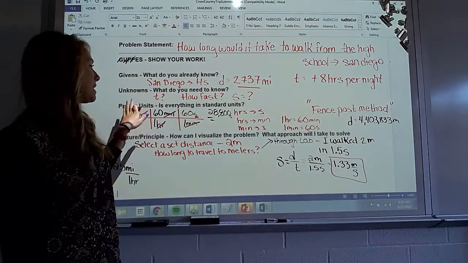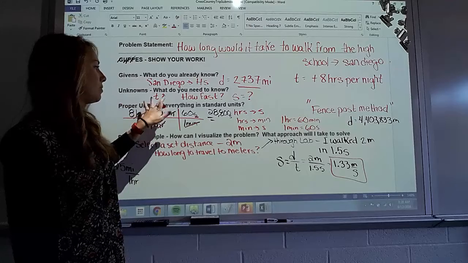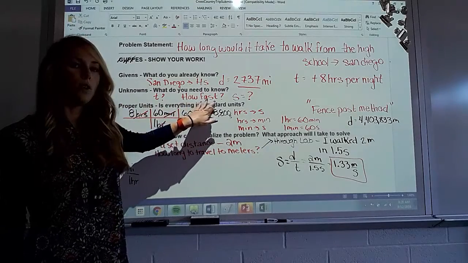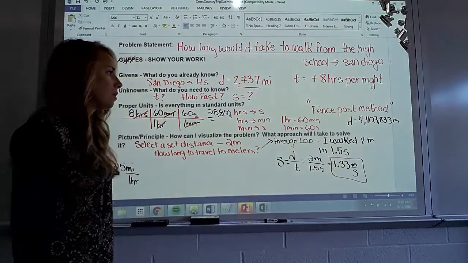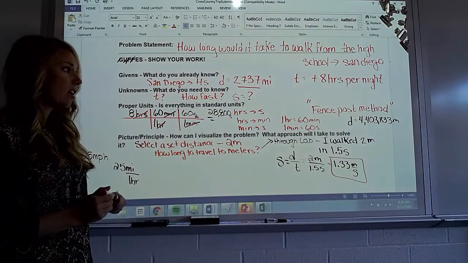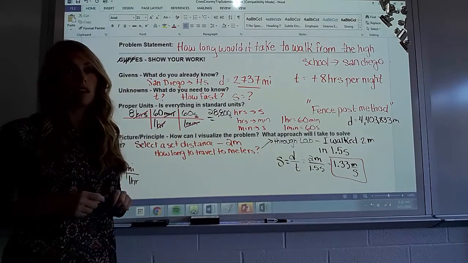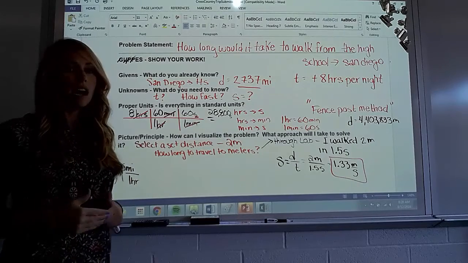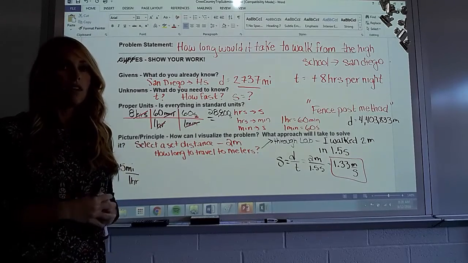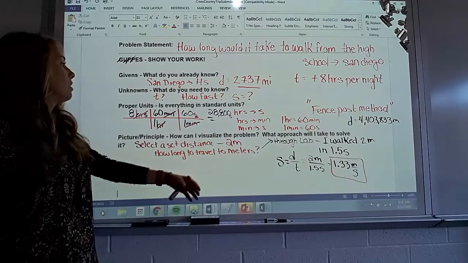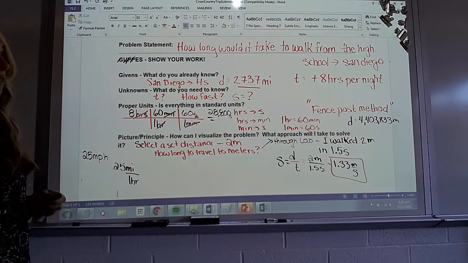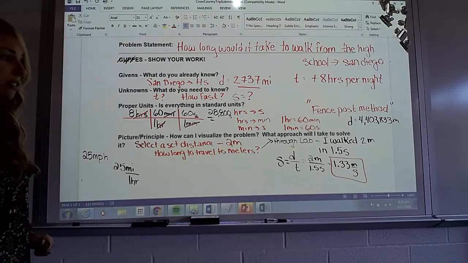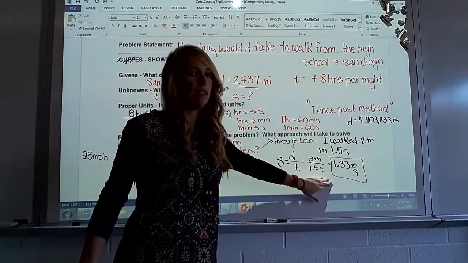So if we go back up to my unknowns, I don't know time, and I also don't know how fast I walk. Well, now I do. So we can go back and say, all right, if I know how fast I was walking, I could determine the time it would take me to travel that whole distance of 4,403,833 meters if I'm going at this rate.